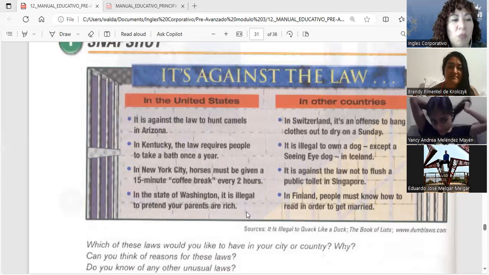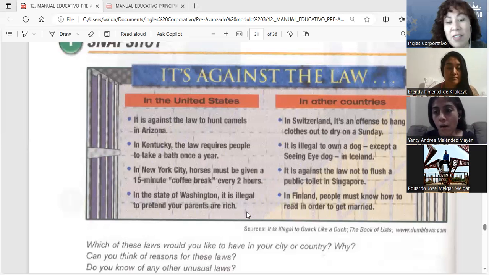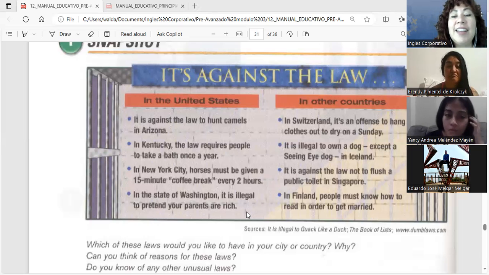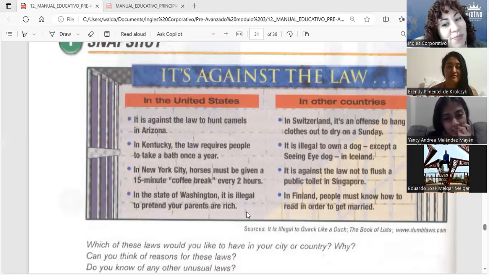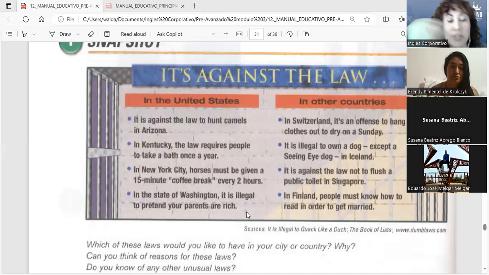And pretending your parents are rich. In the state of Washington, if you find out that a teenager, or not just any person, I guess, it doesn't even say it has to be a teenager, is saying that their parents are rich, you can sue them. You can take them to court. Imagine. But what does being rich mean? Good question. Is there a limit or a standard to be considered rich? You're absolutely right. What is rich? For one person, rich can be having $1 million. For another person, rich can simply be having a big house. So you're right. I don't know.